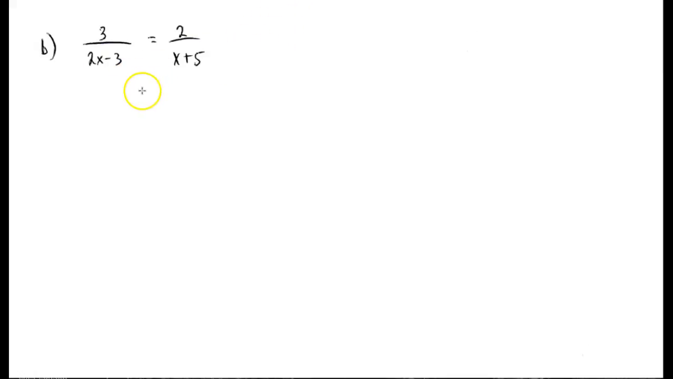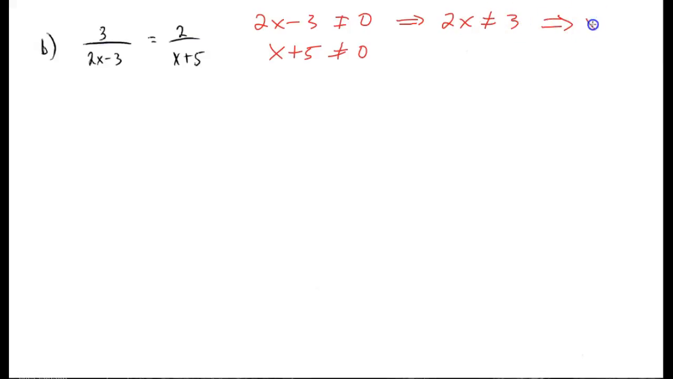But before we do that, we need to know what values of x we can't have for our solution. So we know that our denominators are not allowed to be equal to 0. Okay? So if we solve that, we'll see that for the first particular case, x will not be allowed to be equal to 3/2. And for the second case here, we know x will not be allowed to equal -5. So we know what our two values of x are that are not allowed.